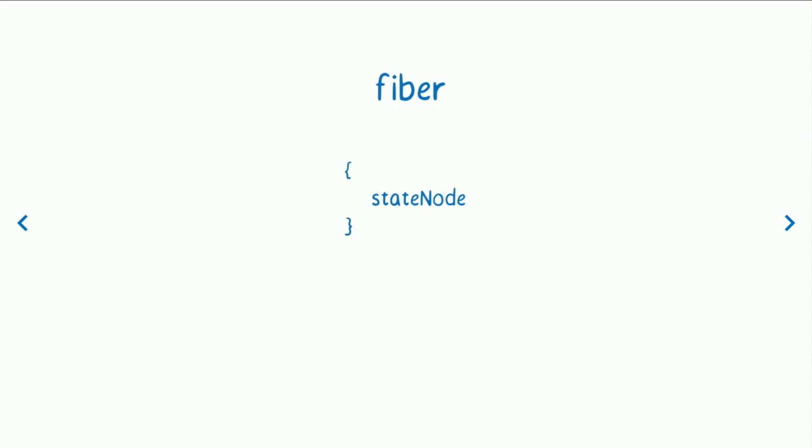This Fiber is just a plain JavaScript object. And it has a one-to-one relationship with an instance. It manages the work for an instance. So it keeps track of which instance it's for using the property state node. It also keeps track of its relationships to other fibers in the tree. It's easier to understand these relationships if we use an example.